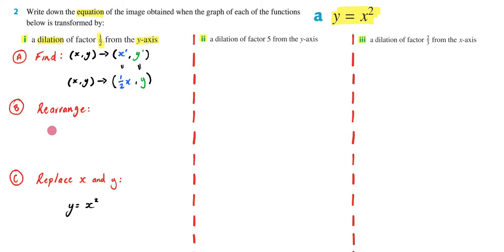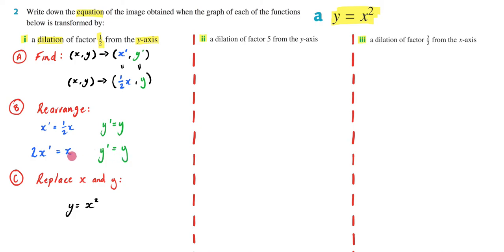Step B is going to be rearranging. So what we found in step A was that x dash equals 1/2 x and y dash equals y. So when I say rearrange, we're going to rearrange so that we solve for x. So what we're going to be ending up with is 2x dash equals x. So all I did here was times both sides by 2. And for this one, it's going to be exactly the same. Nothing is going to change here.